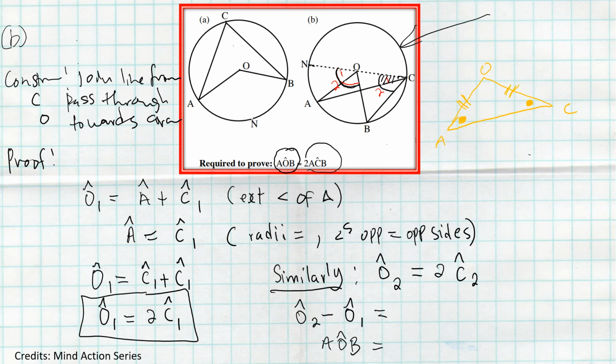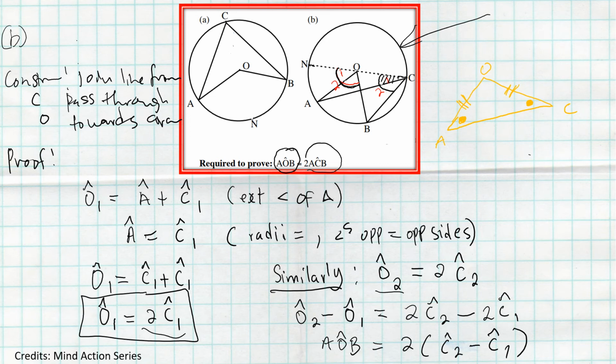So what is angle O2 minus O1? We have already said O2 is equal to 2 angle C2, minus angle O1. Angle O1 is the same as 2 angle C1, right? If we take out a common factor of 2, you'll have C2 minus C1. Can you see?